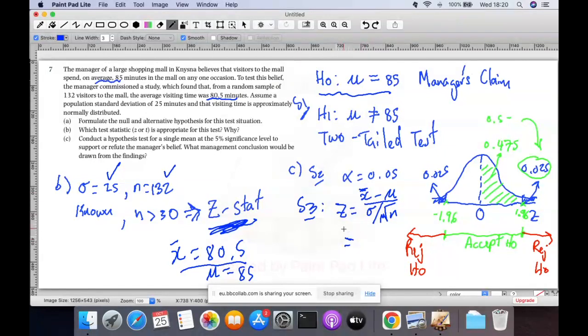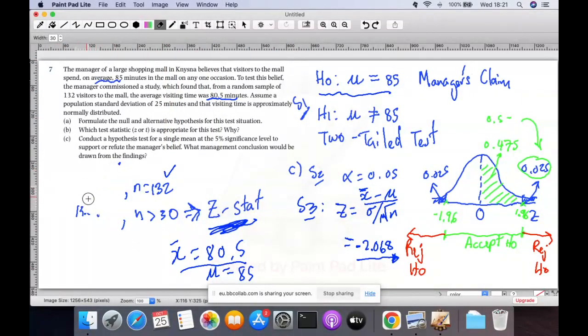You plug all those values in and you get a value of minus 2.068. Right, and that's step 3. You've calculated the test statistic. Step 4 is very, very simple. All right, I'm going to erase everything on the left here, so I've got some space to write. Won't need this now.